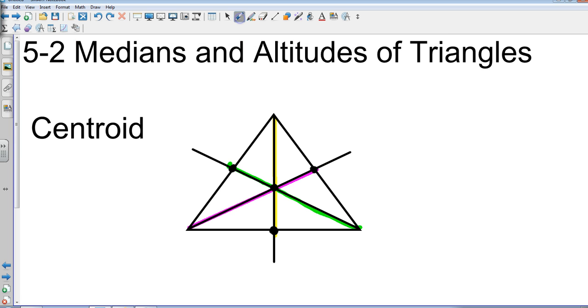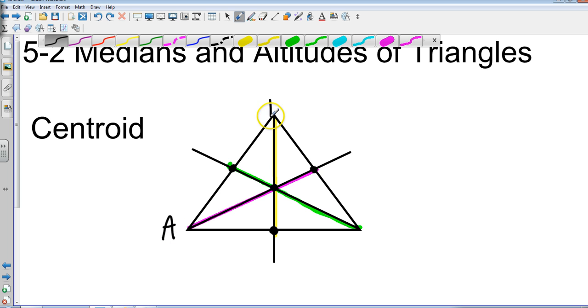So now I'm going to label these. I'm going to call this triangle ABC. And then I'm going to label the medians D, E, and F. And then I'm going to label in the middle the centroid G.